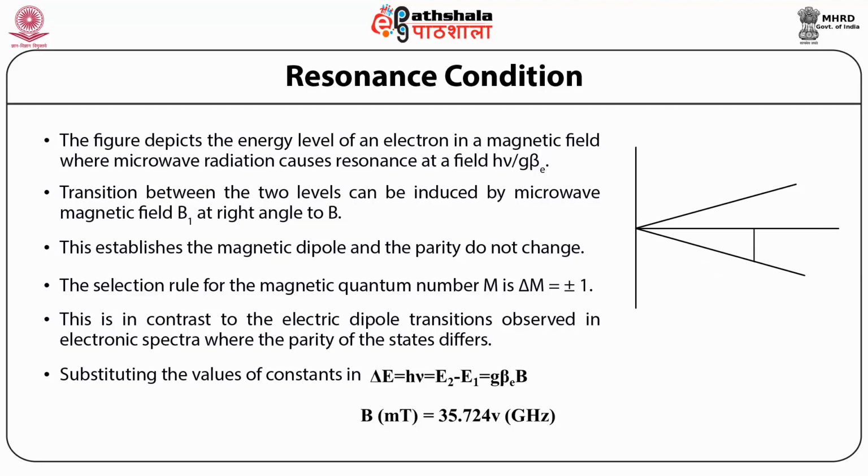Substituting the values of constants in delta E equals h nu equals E2 minus E1 equals g beta_e B, so B in milli Tesla is equal to 35.724 times the frequency nu in gigahertz.